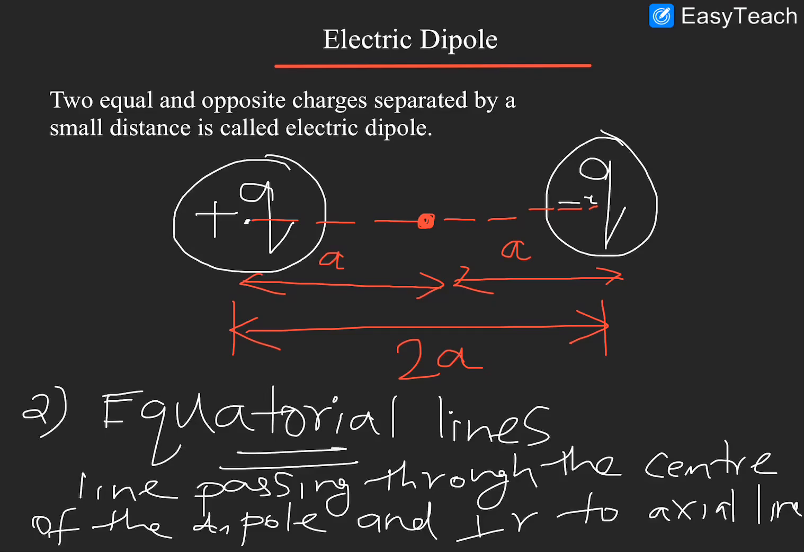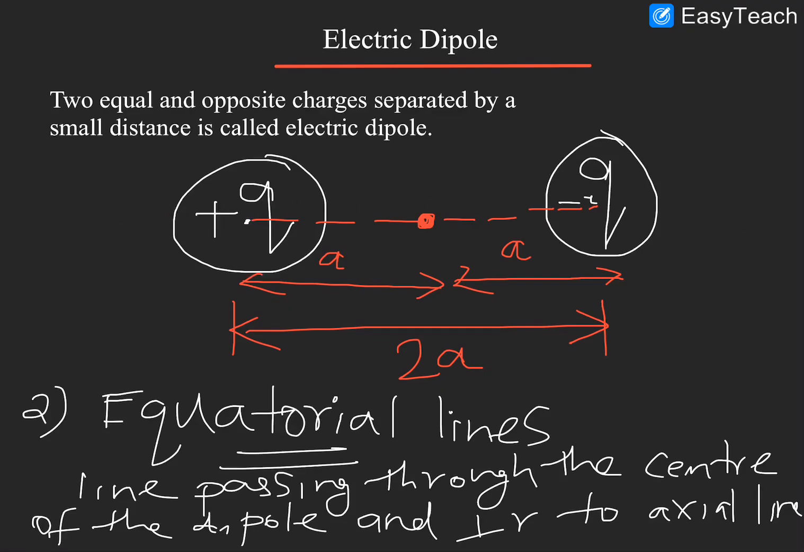Okay, so this is the definition for equatorial line. It is a line passing through the center of the dipole. Center means here. It is a line passing through the center of the dipole and perpendicular to the axial line. This is the axial line which I already discussed. So the equatorial line is nothing but a line passing through the center. It must pass through the center as well as it must be perpendicular to the axial line.